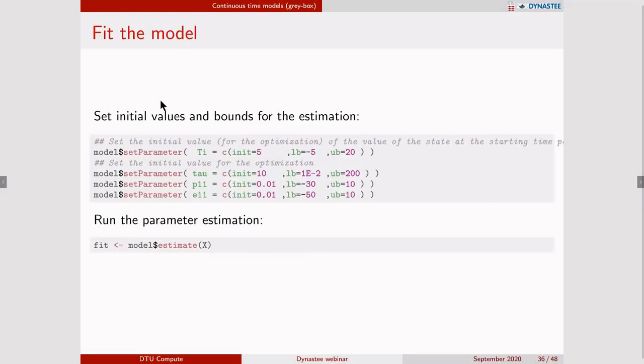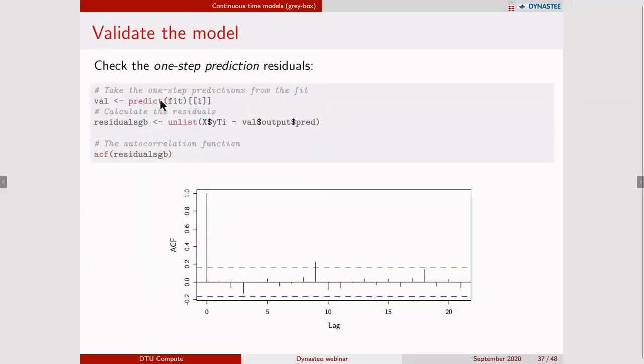So we need to set that for all the parameters to be estimated, and then once we've done that, we can use a function called estimate on the object, and we have to provide the data in X as a data frame in R, and then we get the result returned by this function. And eventually we can take the one-step predictions, and we can do like this, and then we get the residuals from the gray box model. So exactly the same as we did with the discrete models before, and now we calculate the autocorrelation function of these residuals, and we can see, yes, they look like white noise.